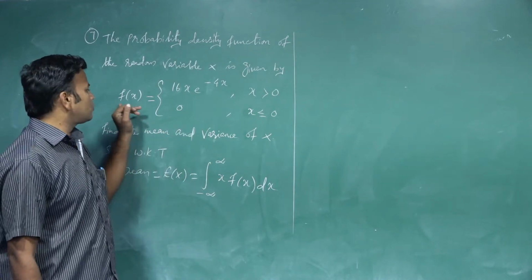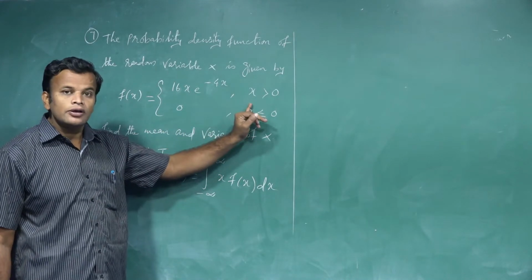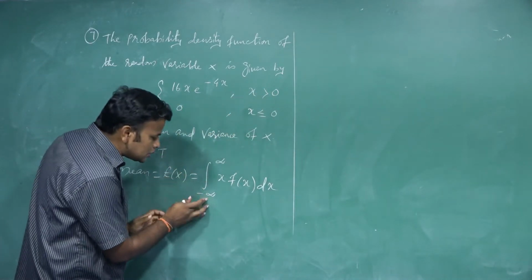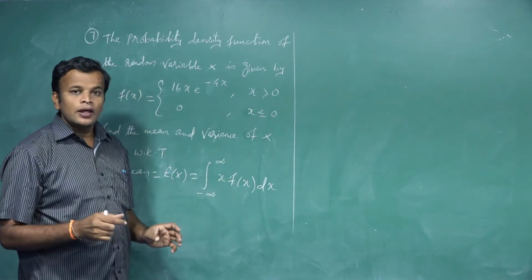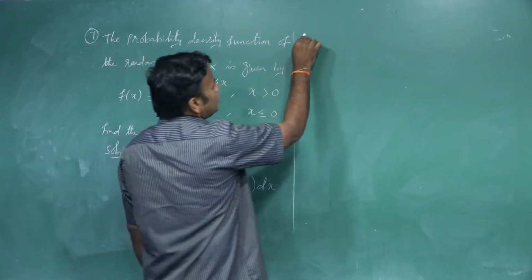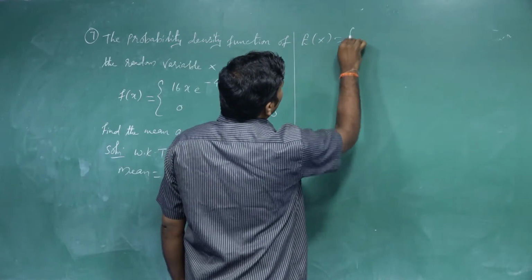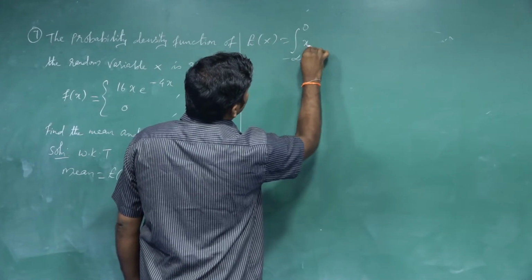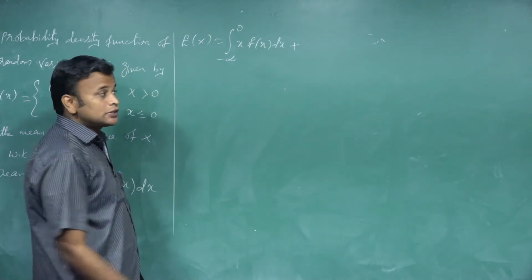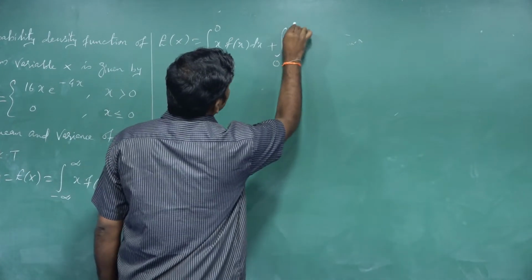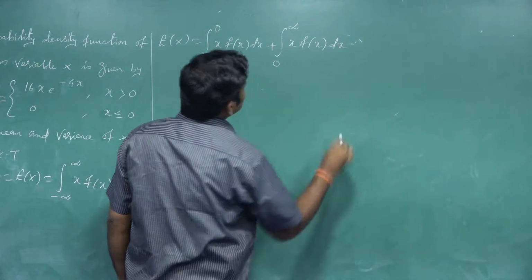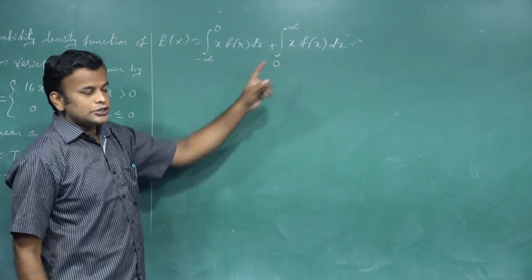Now you see in our problem f of x is possible only when the value of x is greater than 0. So that's why I split the single integral into two integrals, from minus infinity to 0 and 0 to infinity. So E of x is the integral from minus infinity to 0 of x into f of x dx, which is one interval, plus the other one, from 0 to infinity of x into f of x dx.